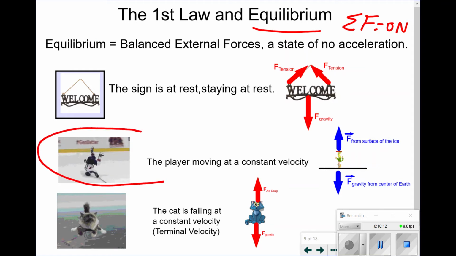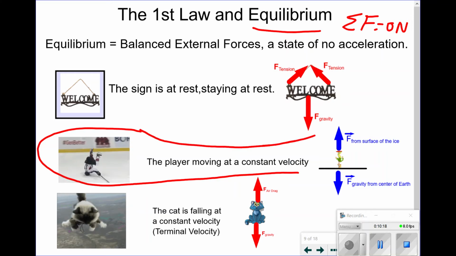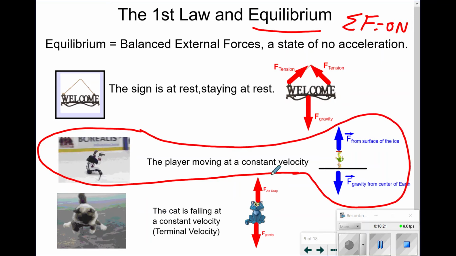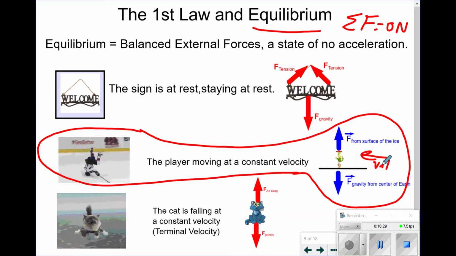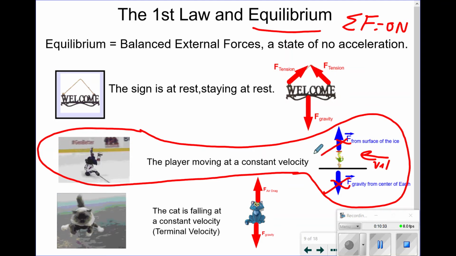Here we have our player moving at a constant velocity. They do not change their speed. They do not change their direction. We do have forces acting on them. We have the force of the ice pushing upward, the force of gravity going down. My velocity is going in this direction. And since these two forces cancel out, and there are no other forces at all on the system, there's no reason for this velocity to change.